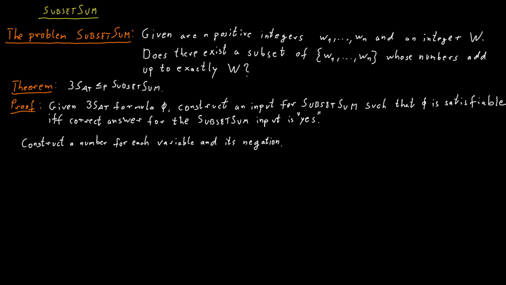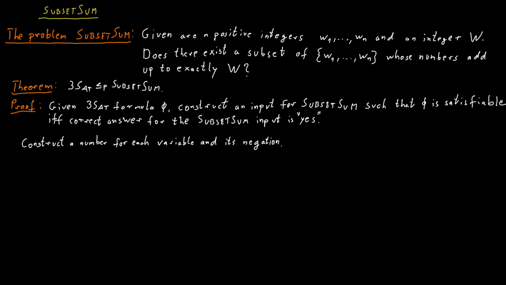Now, of course, we have to make sure that the solution for the SubsetSum instance, so the subset we are constructing, would not include both x and not x. That would be nonsensical. So how could we enforce that it's not possible to include both the number corresponding to x and the number corresponding to not x into our subset?